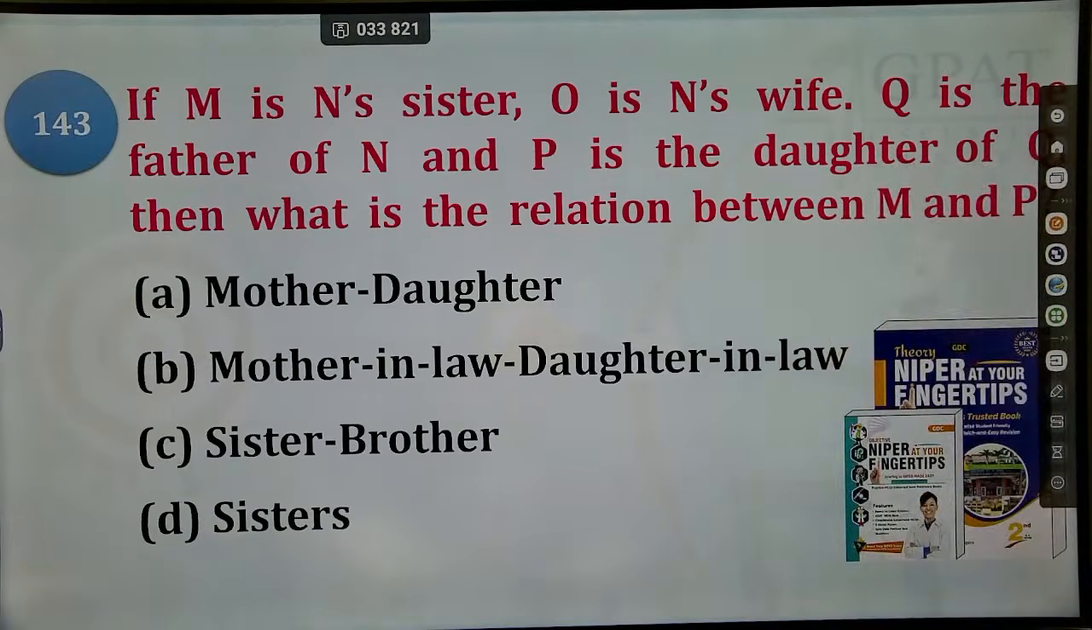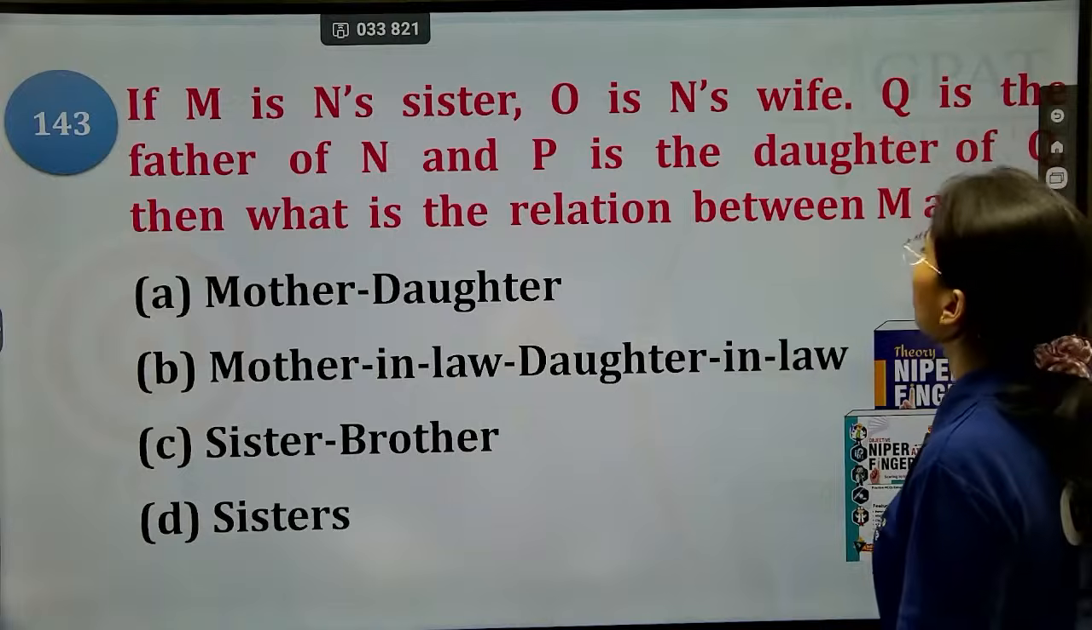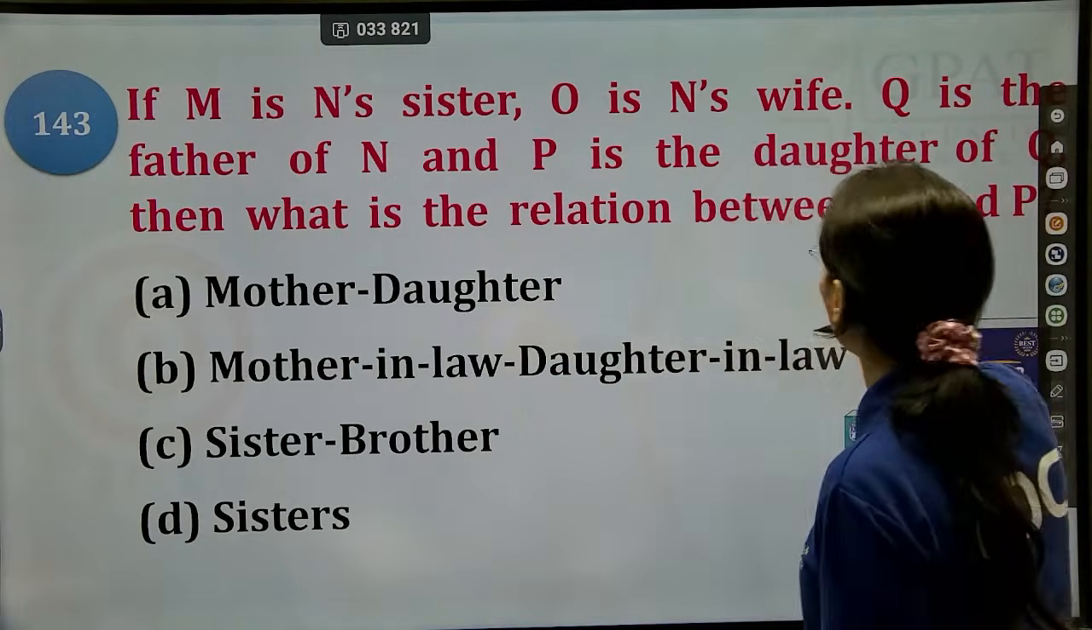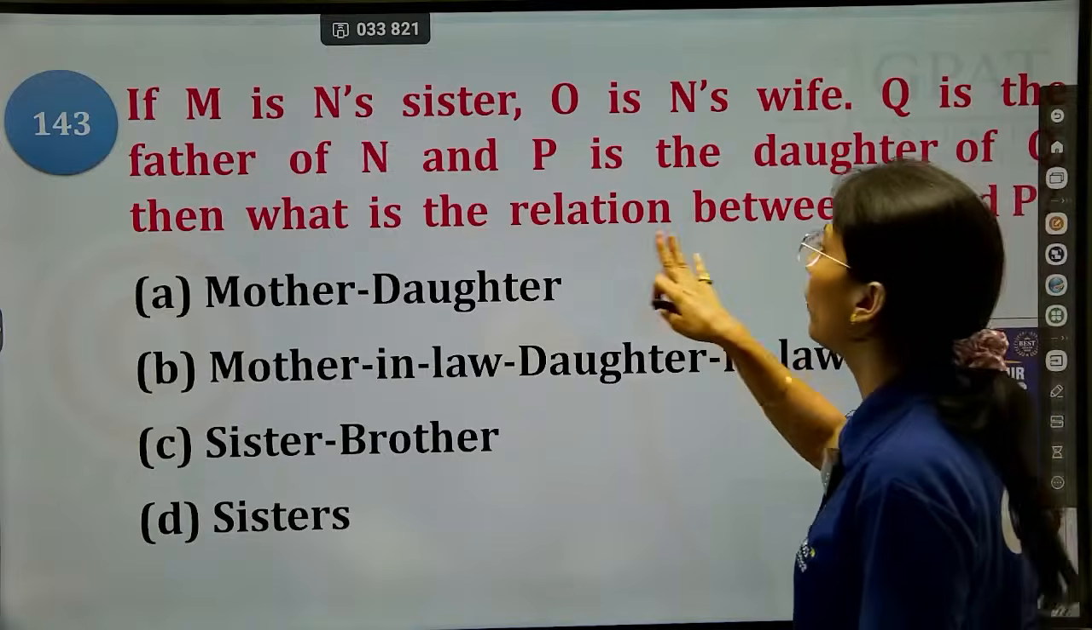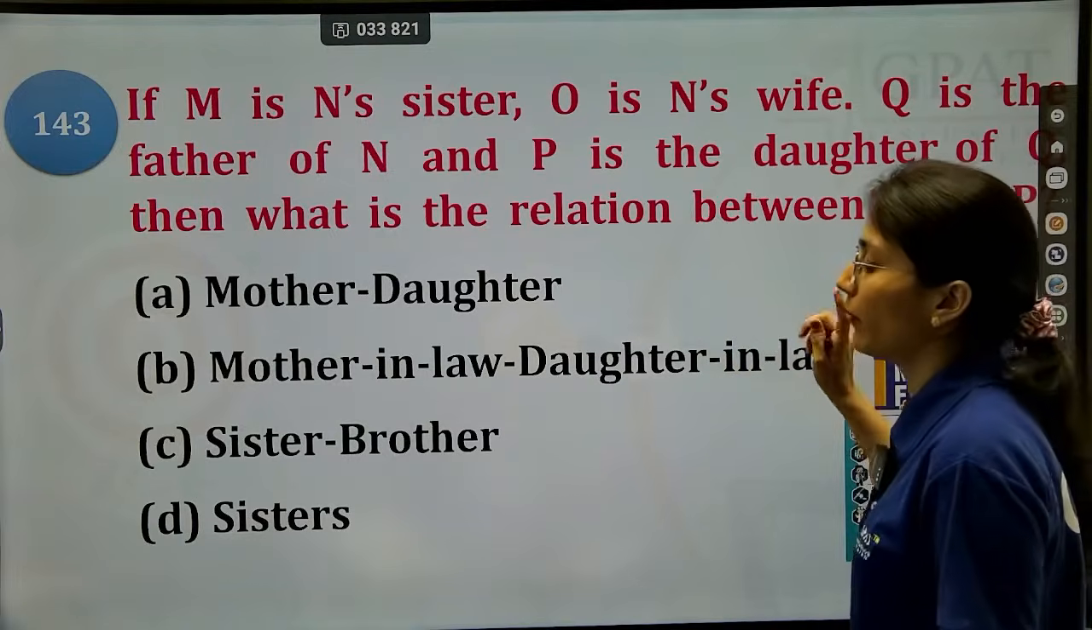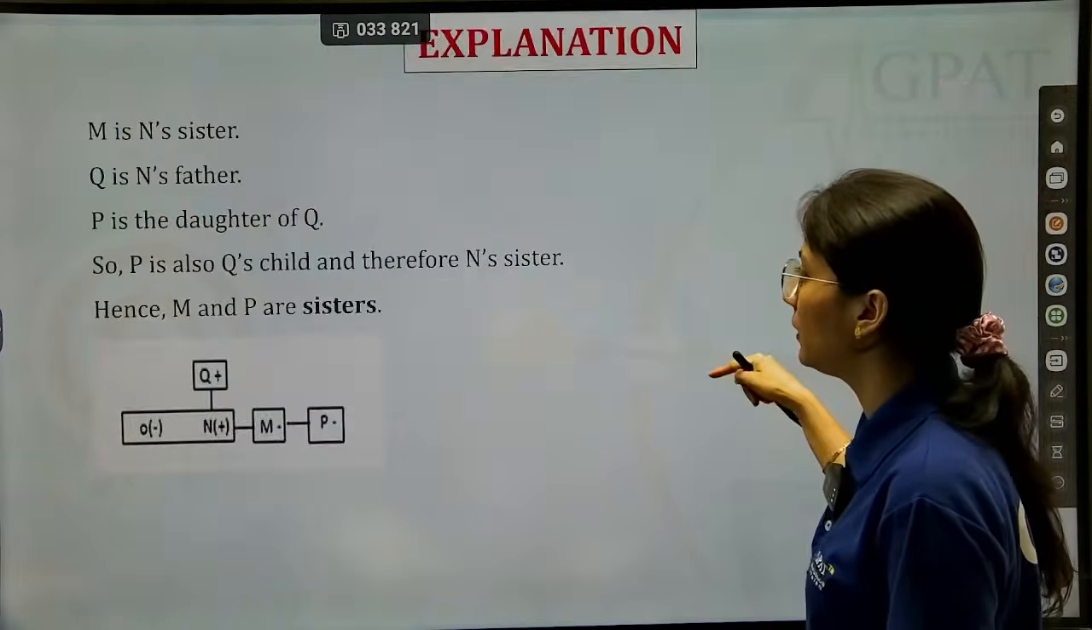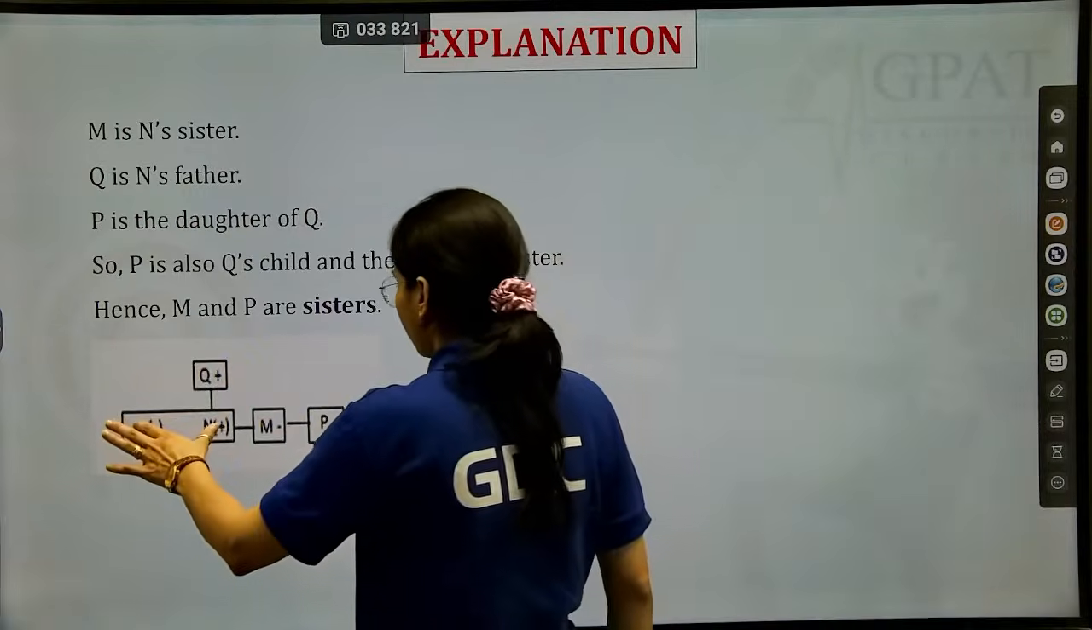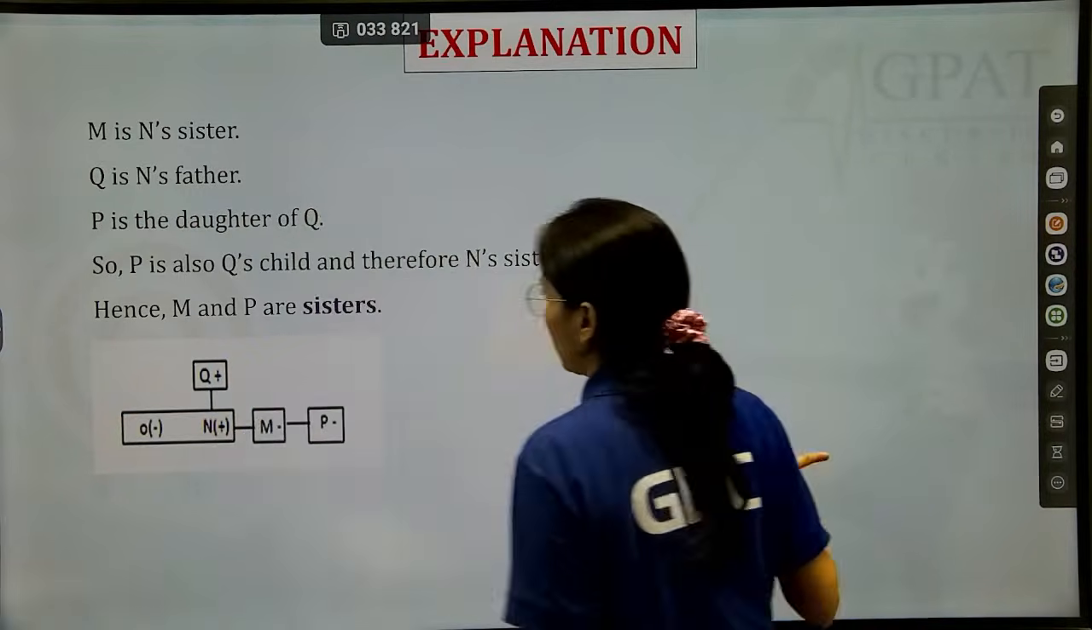If M is N's sister, O is N's wife, Q is the father of N, and P is the daughter of Q, then what is the relation between M and P? We have to find the relation between M and P. Here's the tree: Q, M, P, so they are sisters.